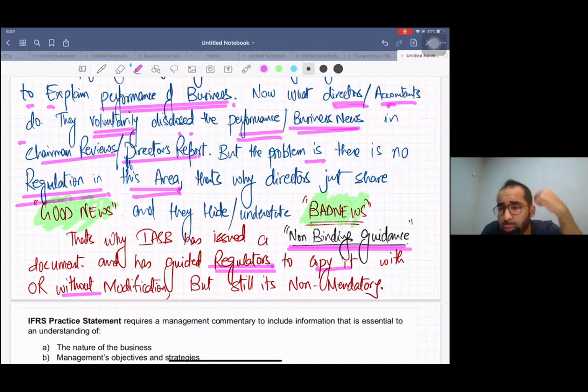Government has given different rules for that. Whenever there is a clash between local law and IFRS, local law prevails. I hope you remember this. That's why the IASB has issued non-binding guidance. It's not mandatory, and it has guided regulators that they can copy these points. What are these points?